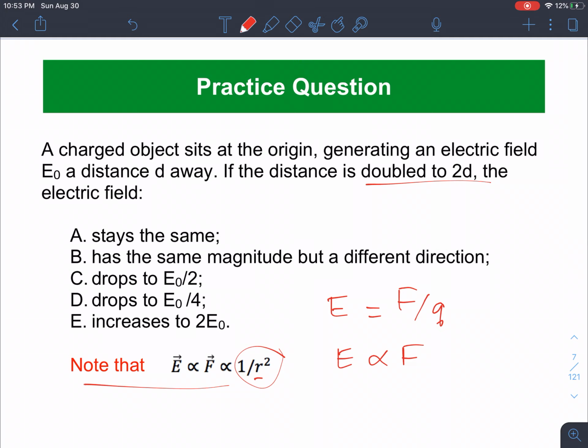When you take the square, that's going to be 1/4. Since F and R squared are inversely proportional, so are E and R squared. So if you double D, it becomes 2D, and squaring that gives 4 D squared. It goes from 1 over D squared to 1 over 4 D squared. That means the electric field is also going to drop to 1/4.